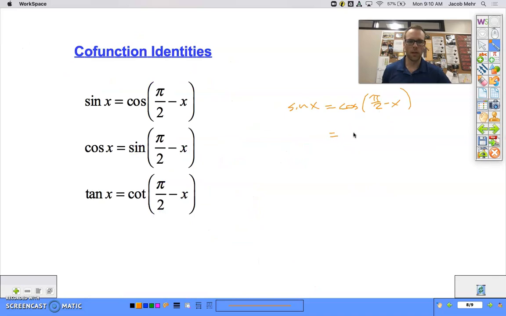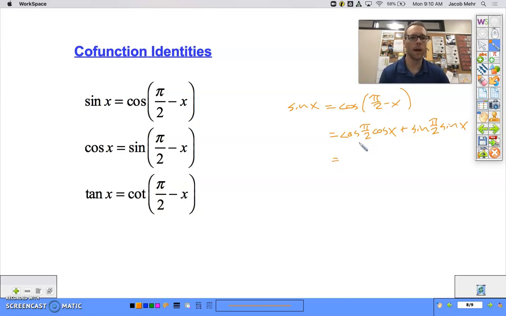So this would be cosine of pi over 2 cosine of x plus sine of pi over 2 sine of x. Just double checking my identity. Cosine, cosine, plus sine, sine. Okay, there we go. Now, take a look at this.